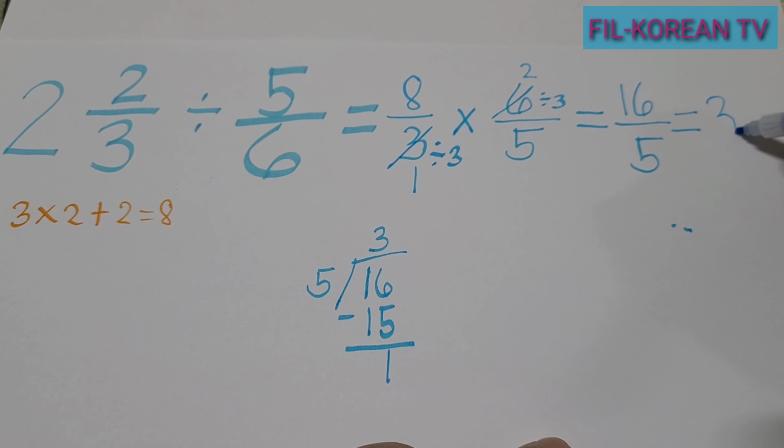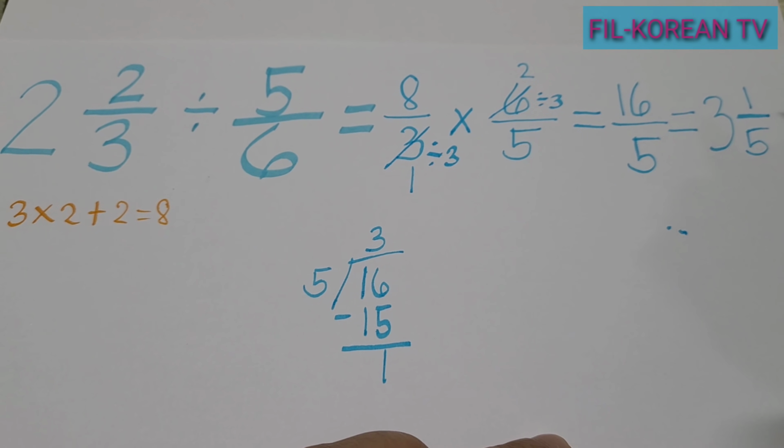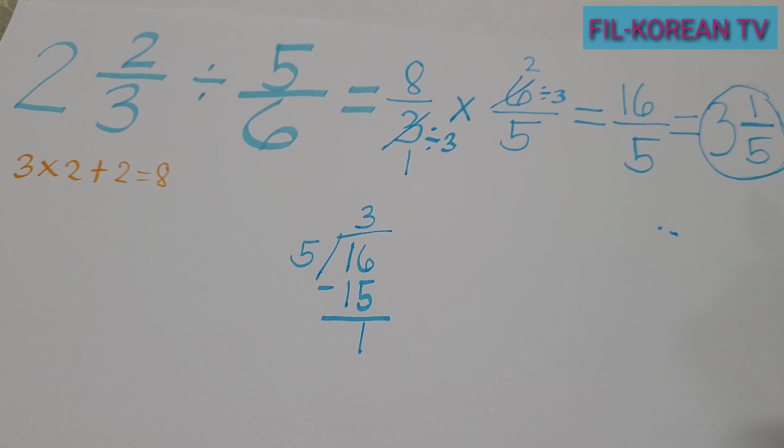Okay, so, ang remainder na 1, yun ang numerator natin. And then, yung 5 ang denominator. Okay, so the answer is 3 and 1/5.